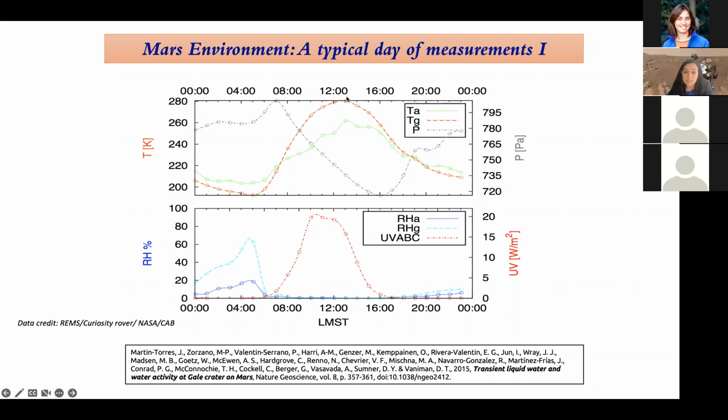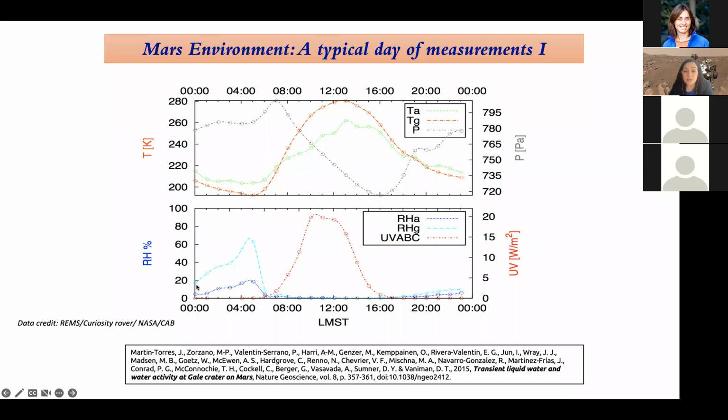Within one only day, at the surface of the planet in an equatorial region, you're going to have temperature changes that are bigger than 90 degrees. That is really, really big. Now, associated with these huge thermal changes, there are also very important changes in the relative humidity of the atmosphere and of the surface. And the graph that represents that is the blue lines.